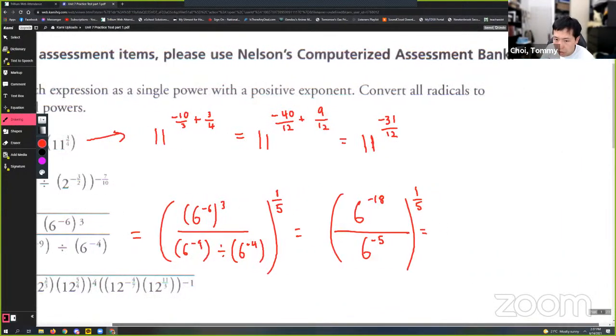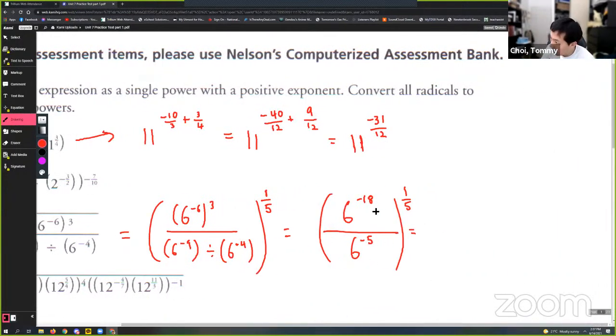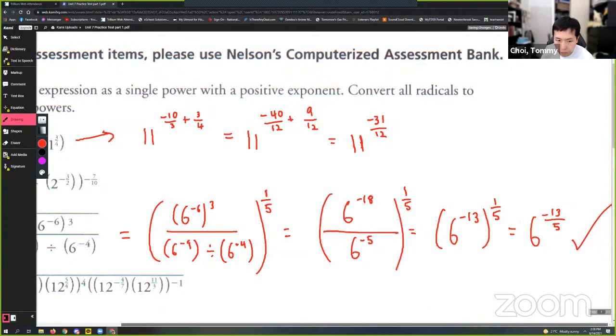We continue onwards here. We do this math. 6 to the power of negative 18 divided by 6 to the power of negative 5 is subtraction. So negative 18 minus negative 5 gives us 6 to the power of negative 13, to the power of 1 over 5. And then power of a power, multiply, which just gives you negative 13 over 5. And that would be your final answer.